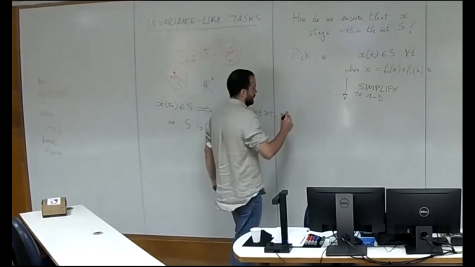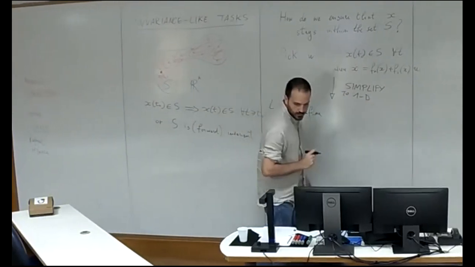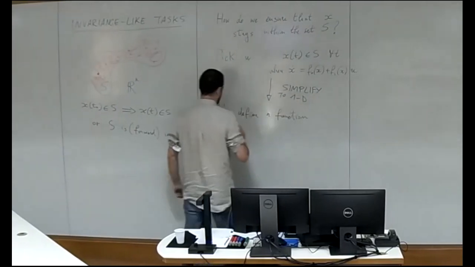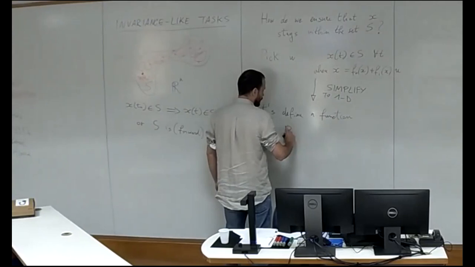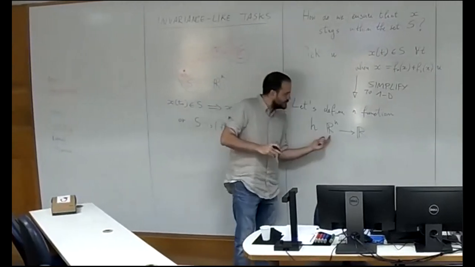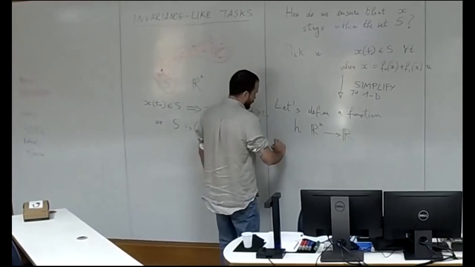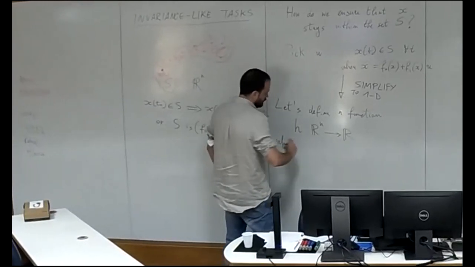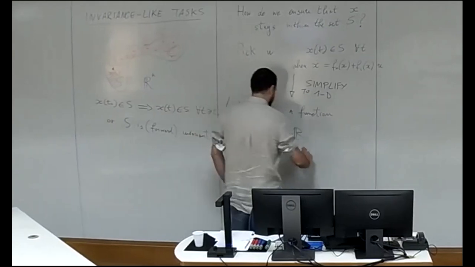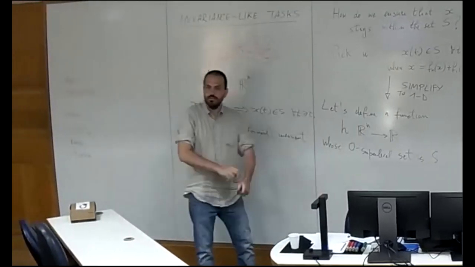So here, let's define a function h that maps from R^n to R. Again, we would like to transform the state into a scalar, whose zero super level set is S. Have you heard of level sets or super level sets?